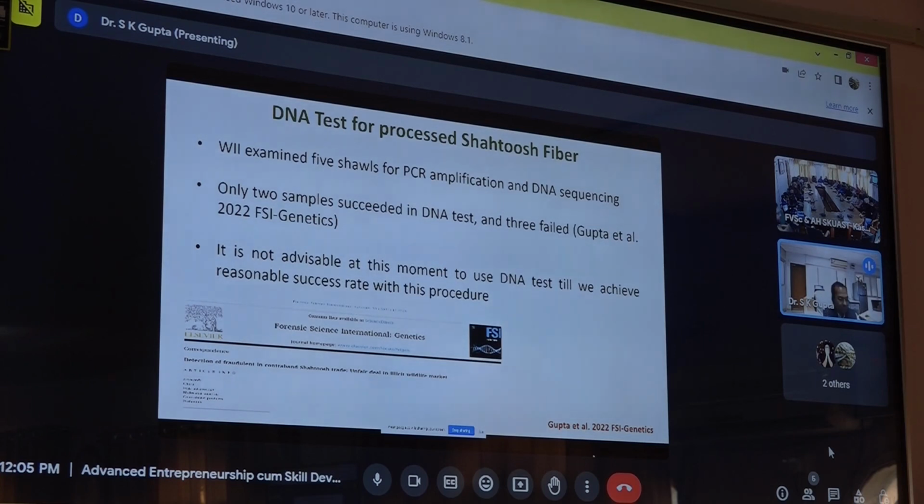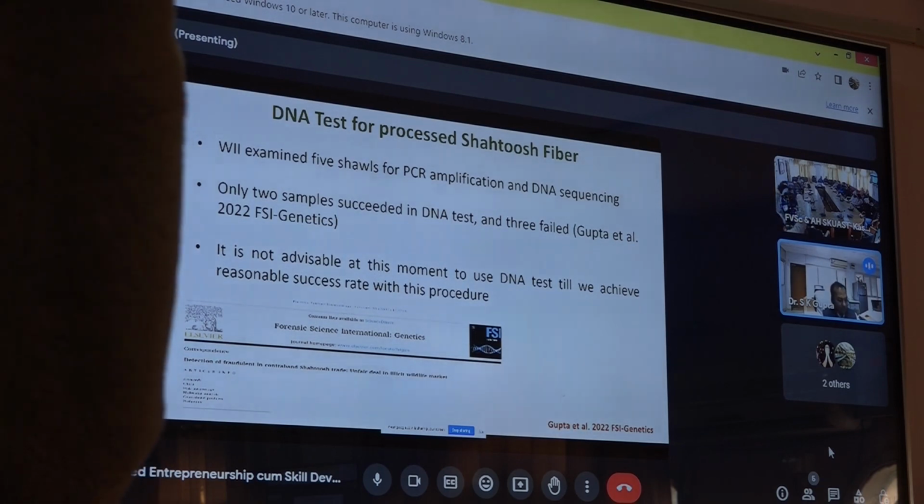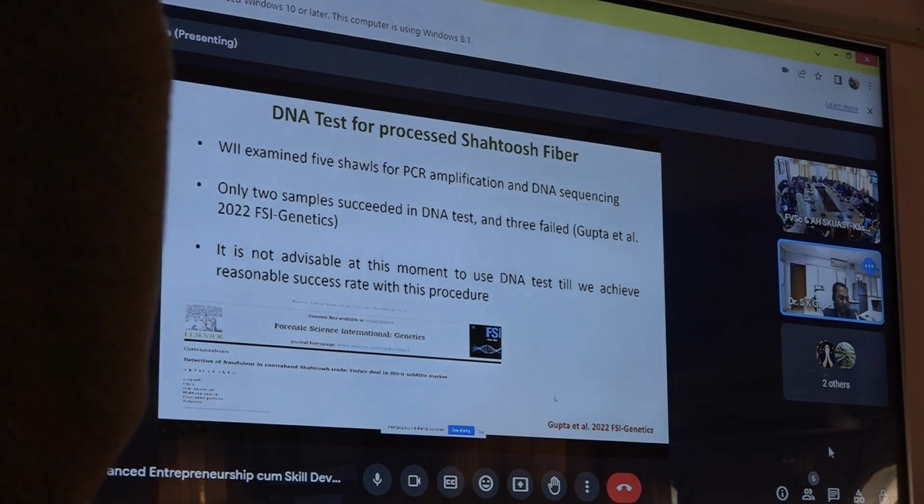People are trying, and we have already collaborated with the CCMB, Centre for Cellular and Molecular Biology, and we are working on this. They are already working with other technologies also, like Raman spectroscopy or DNA-based technology, but it needs to be proven at the end.